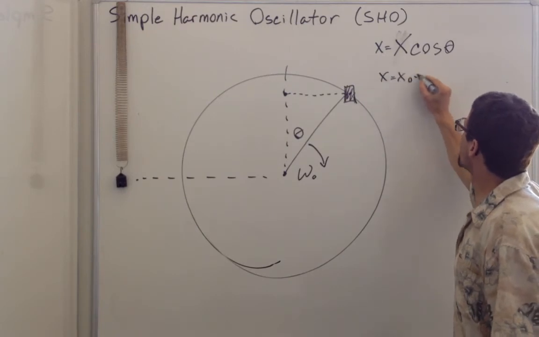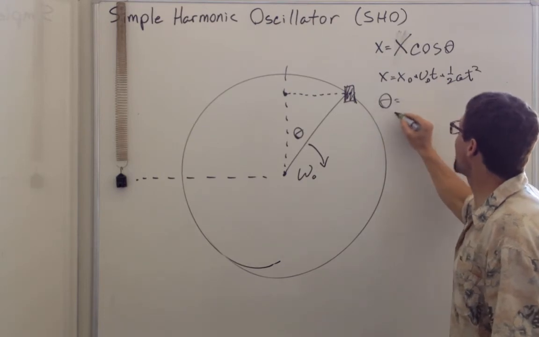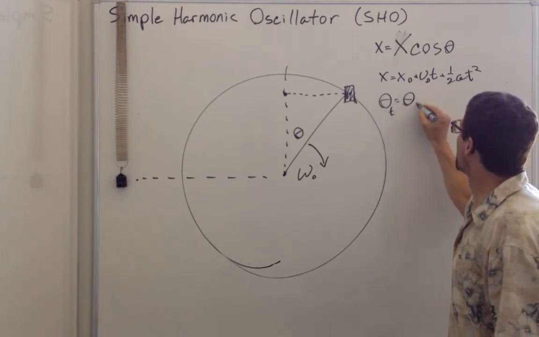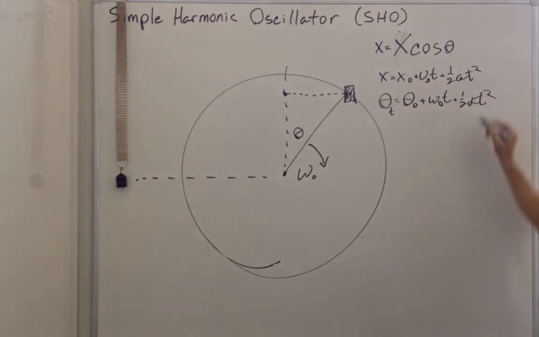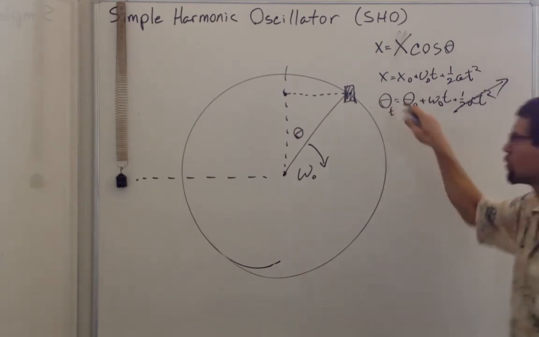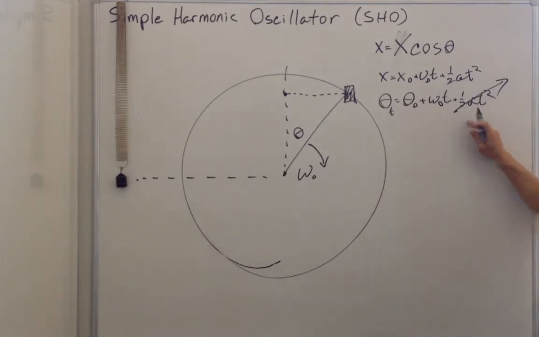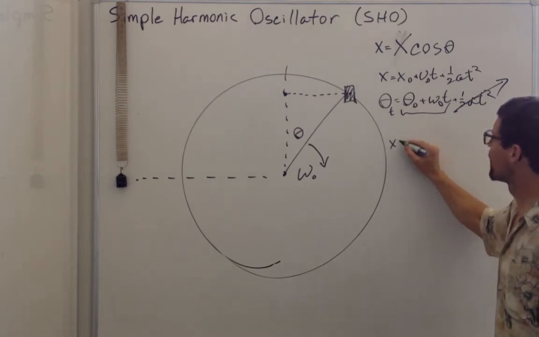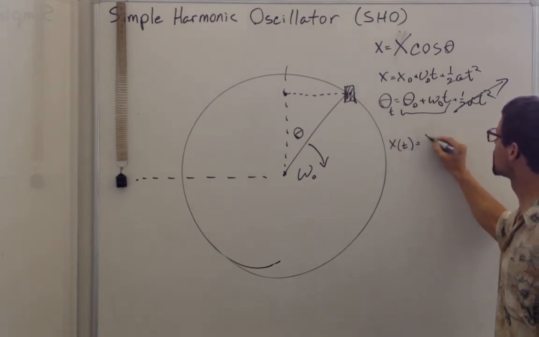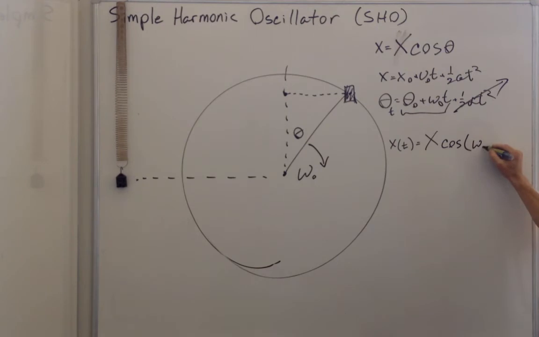Remember our displacement equation? X is equal to x naught plus v naught t plus 1/2 at squared. Well, we have that for theta as well. Theta at any given time is equal to theta naught plus omega naught t plus 1/2 alpha t squared. And so we're talking about constant rotational motion and constant oscillation. There's no rotational acceleration. And this is what theta is. And so now I can write x as a function of time is equal to some amplitude times cosine of omega naught t plus theta naught.